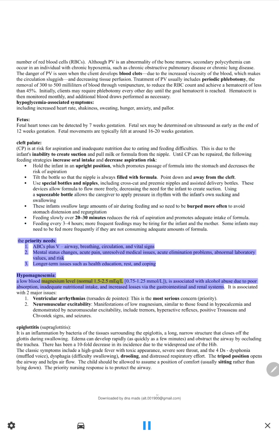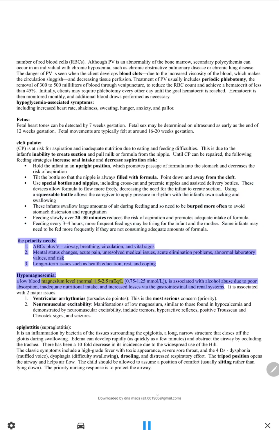The priority needs: 1. ABCs plus V: airway, breathing, circulation, and vital signs. 2. Mental status changes, acute pain, unresolved medical issues, acute elimination problems, abnormal laboratory values, and risk. 3. Longer-term issues such as health education, rest, and coping.